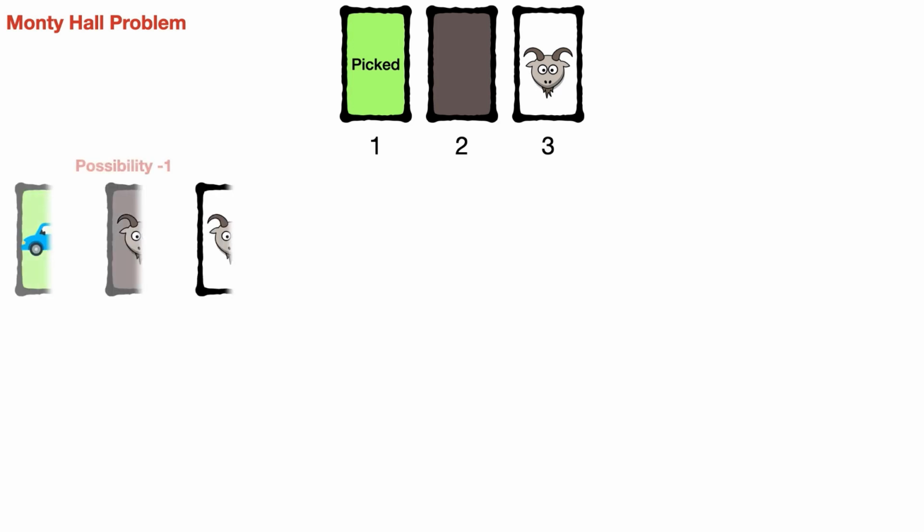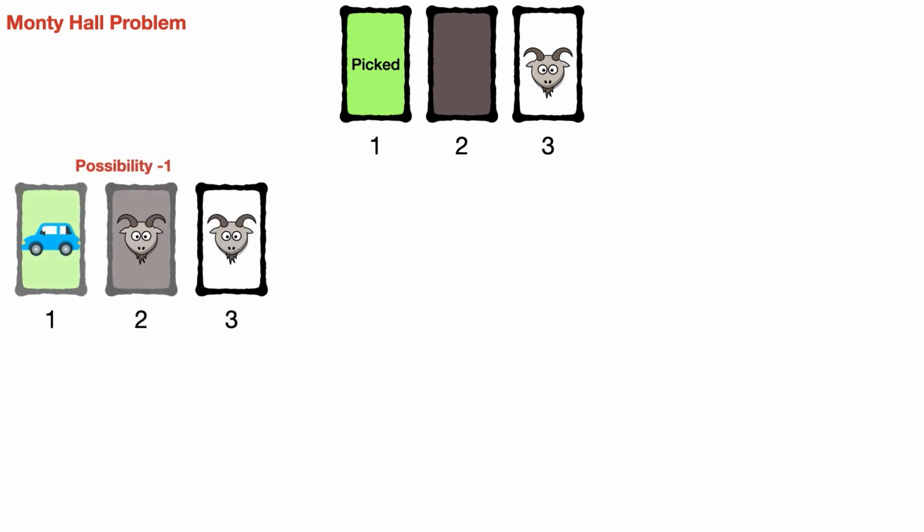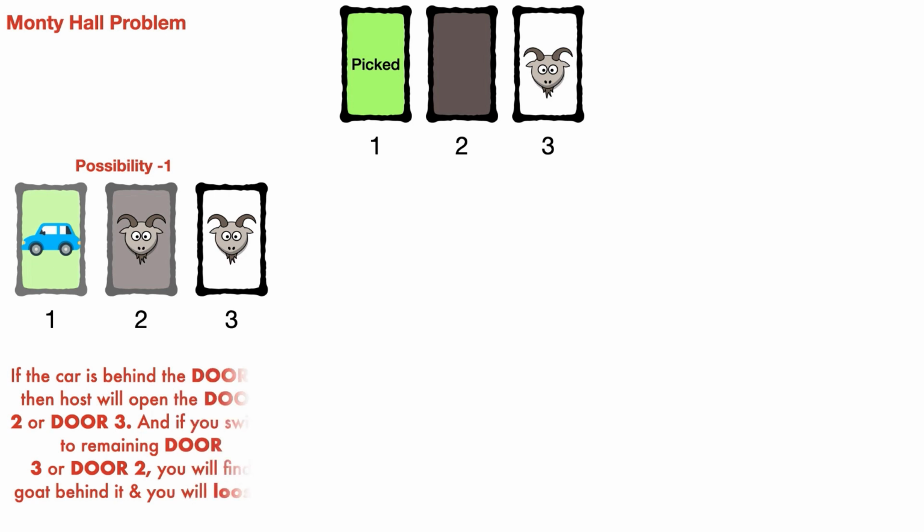Suppose you always choose door 1. Then the host will open door 2 or door 3, behind which the car is not there. There are three possibilities. In the first possibility, if the car is behind door 1, then the host will open door 2 or door 3, and if you switch to the remaining door 3 or door 2, you will find a goat behind it and you will lose.